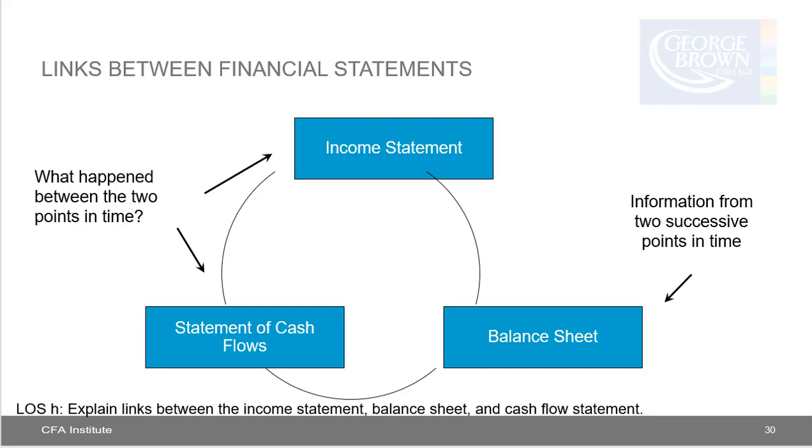The income statement is linked to the balance sheet because the income statement's revenues and expenses that have not been settled in cash are reflected on the balance sheet as current assets or current liabilities. In other words, the revenues not yet collected are reflected in accounts receivable, and the expenses not yet paid are reflected in accounts payable and accrued liabilities.